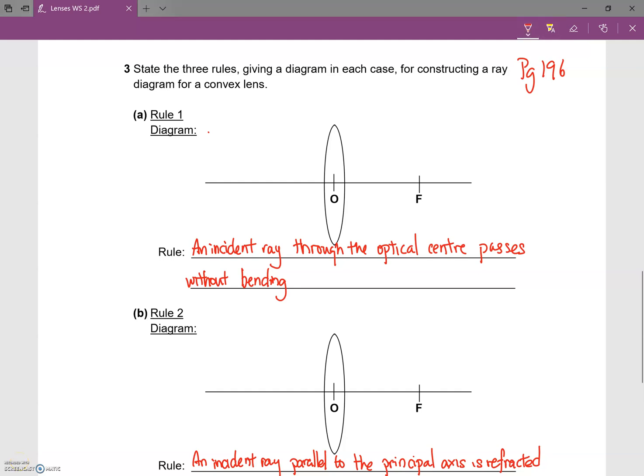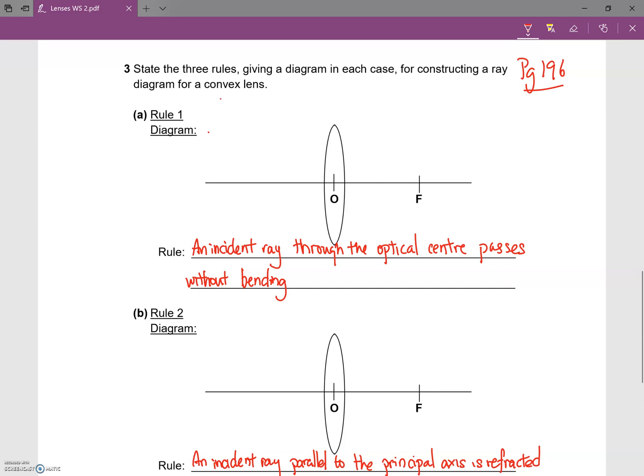Okay, now let's go on to question 3 over here. It says: state the 3 rules, giving a diagram, for constructing a ray diagram for a convex lens. There are 3 rules that you need to remember whenever you are drawing a ray diagram for a lens. All these can be found on page 196.